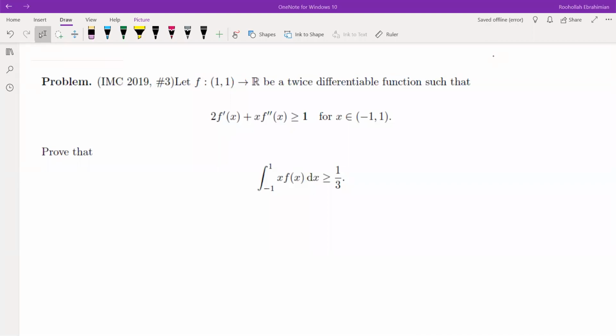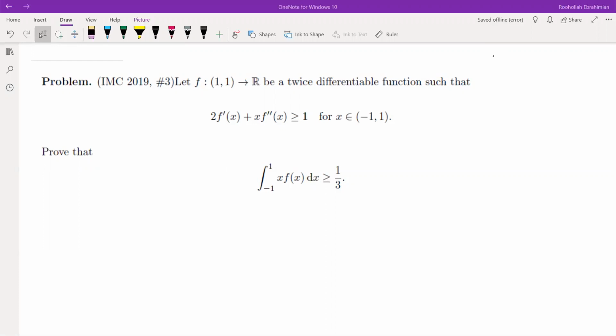Okay, so in this video, we're going to go over a problem from 2019 IMC, International Math Competition, number 3. And this is an interesting problem because it combines inequalities with your knowledge of real analysis. So it gives you some inequality that is satisfied by a twice differentiable function over the interval -1 to 1, and it asks you to show another inequality involving integrals.